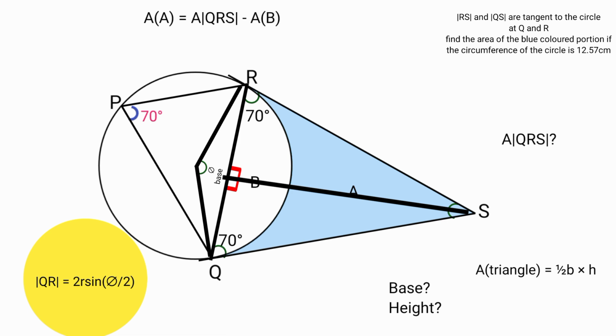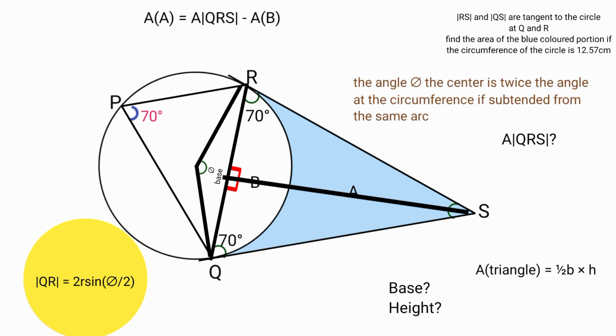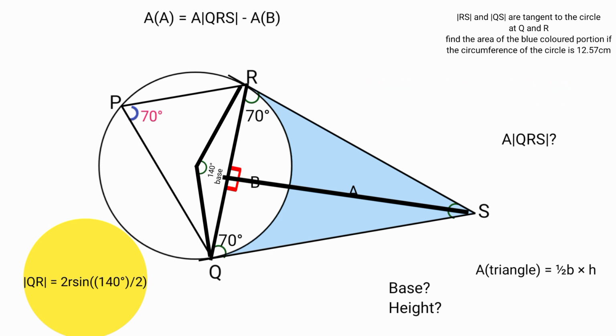If you look here, this angle here is 70 degrees and is subtended to the circumference. And in the circle theory, the angle subtended to the center is twice the angle subtended to the circumference if both angles are subtended by the same arc. So therefore, this must be 2 times 70 degrees, which is 140 degrees. Now what is r? r is the radius of the circle. So what is the radius of the circle?